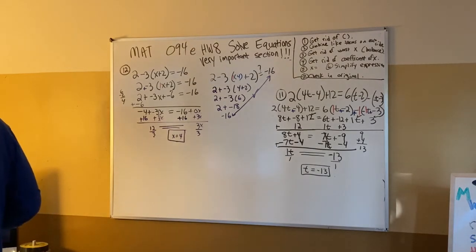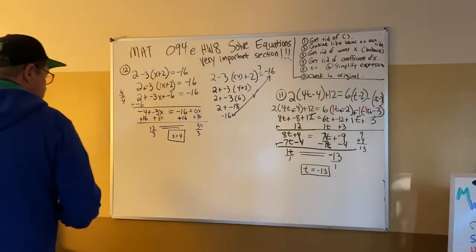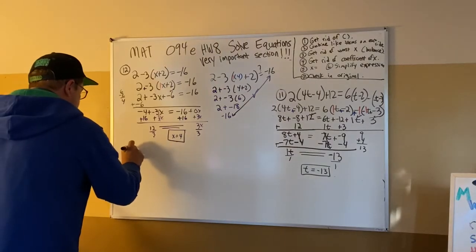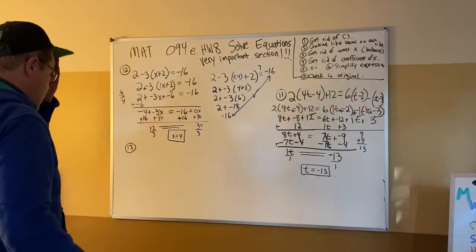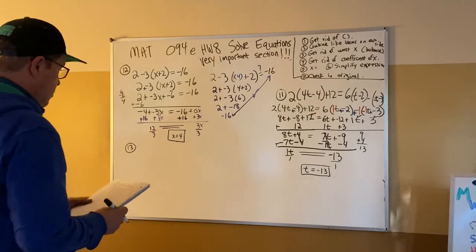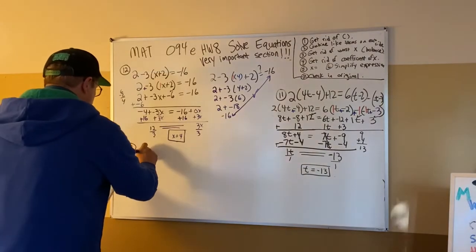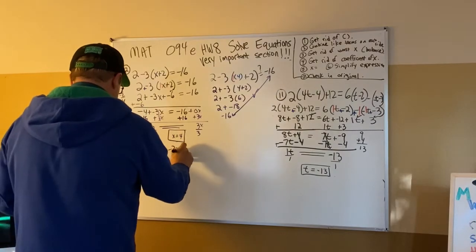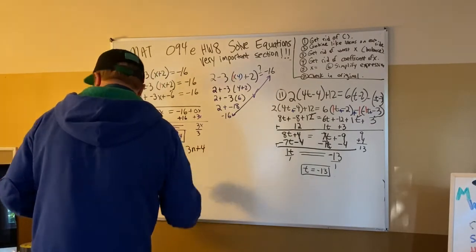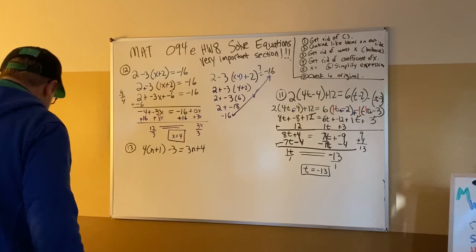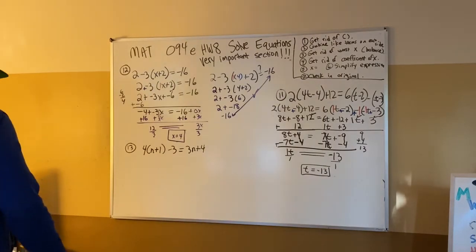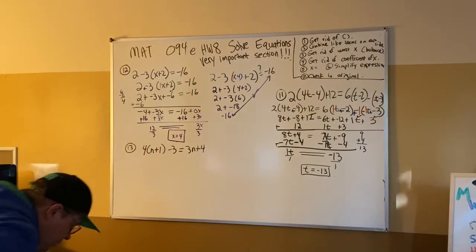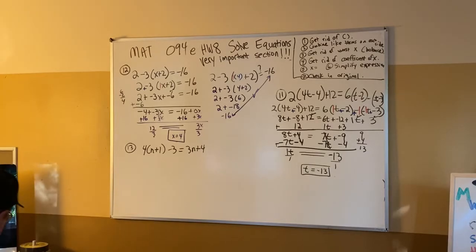Number 13. These are not numbered perfectly with everything in the homework, but they are very close. There'll be 1 or 2 numbers off, and you'll find a very similar problem assigned to you in the homework. 4, parentheses, n plus 1, minus 3 equals 3n plus 4. This one looks like it almost took a little bit of an easier time of it. We'll see, because it's not quite as aggressive as the other ones. Maybe a little.